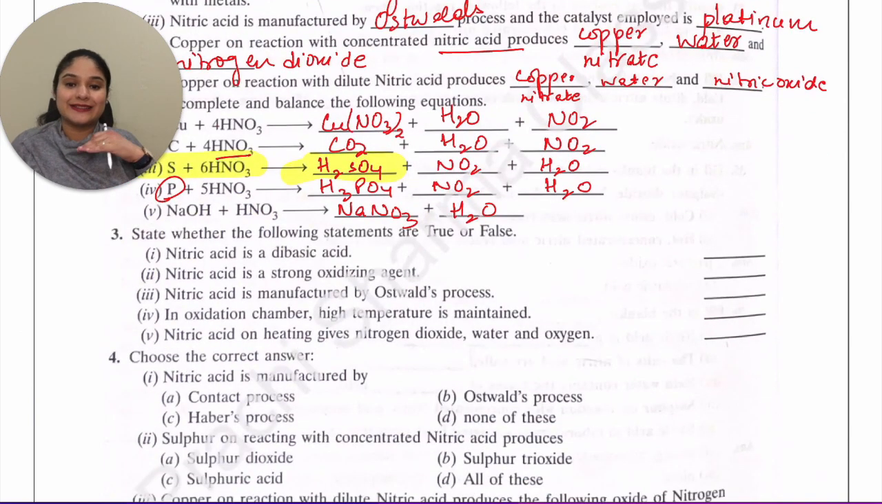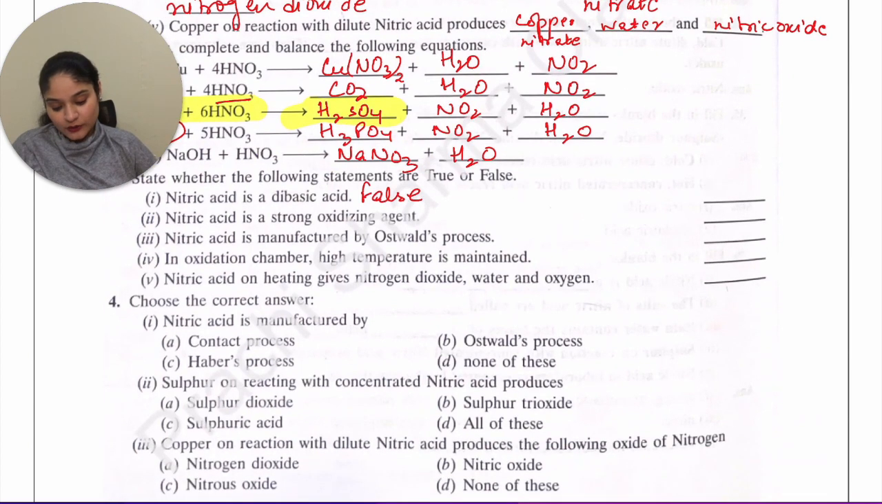Question number 3 is simple, straight, true and false. Nitric acid is a dibasic acid. Dibasic acids are those which have two displaceable hydrogen atoms. In this case, that's not true. It's not dibasic, so it's false. It's monobasic. Monobasic means one hydrogen atom is displaceable. In HNO3, you can replace one hydrogen atom. Now, moving on, nitric acid is a strong oxidizing agent. That is true. We just discussed that in question number 1.